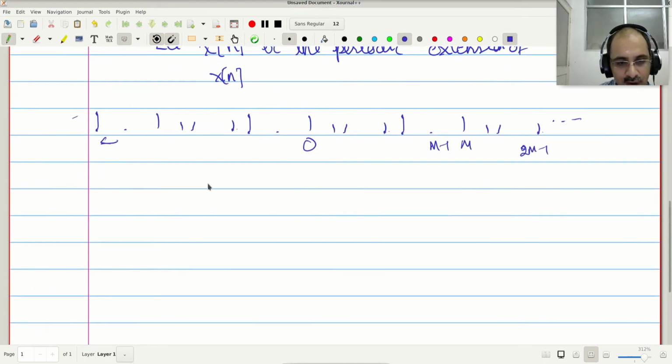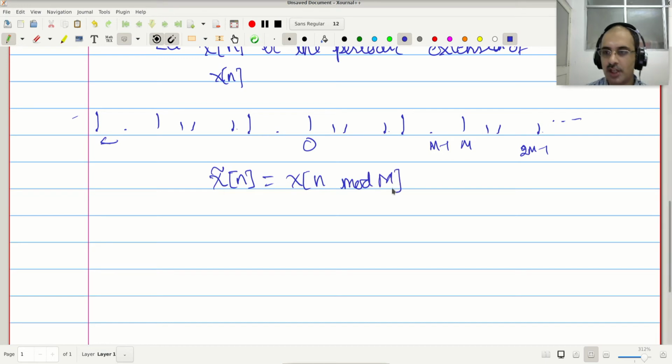In other words, we define x tilde of n to be x of n modulo M. What does the modulo operation do? The modulo operation brings it back to a number between 0 and M minus 1 by doing a remainder operation. For example, if you take 7 modulo 3, 3 twos are 6, 6 plus 1 is 7, so that will be 1.